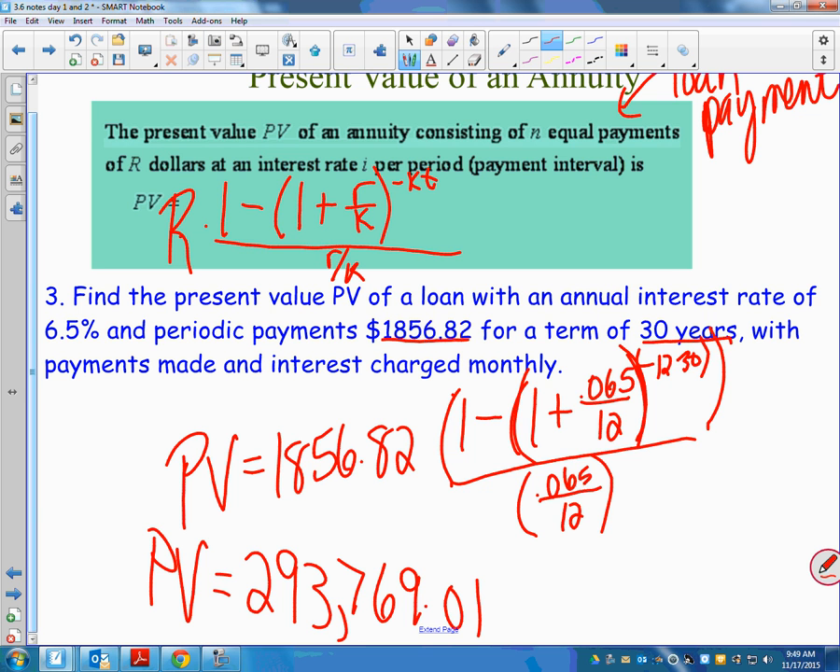Because all we've done so far is plug into these formulas, typing it all in our calculator. What if they ask you to find a missing value, right? That's a lot harder. That's the algebra that you have to do. Let's look at one more.